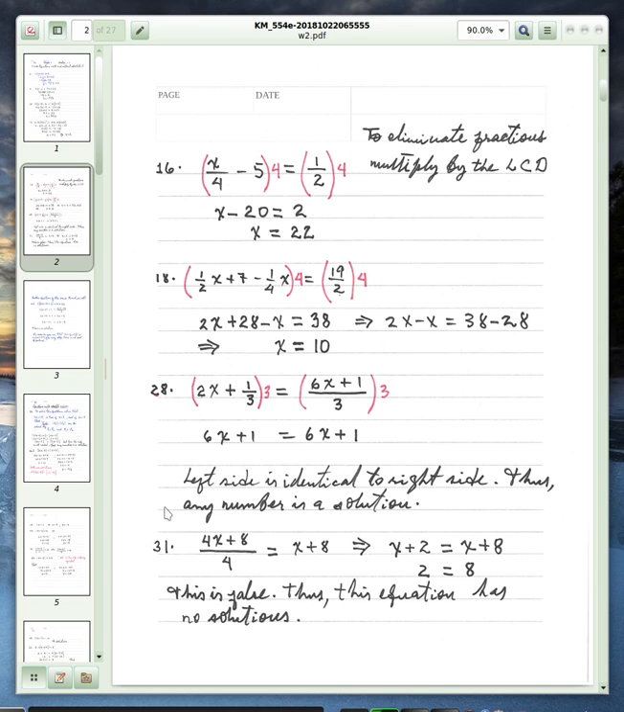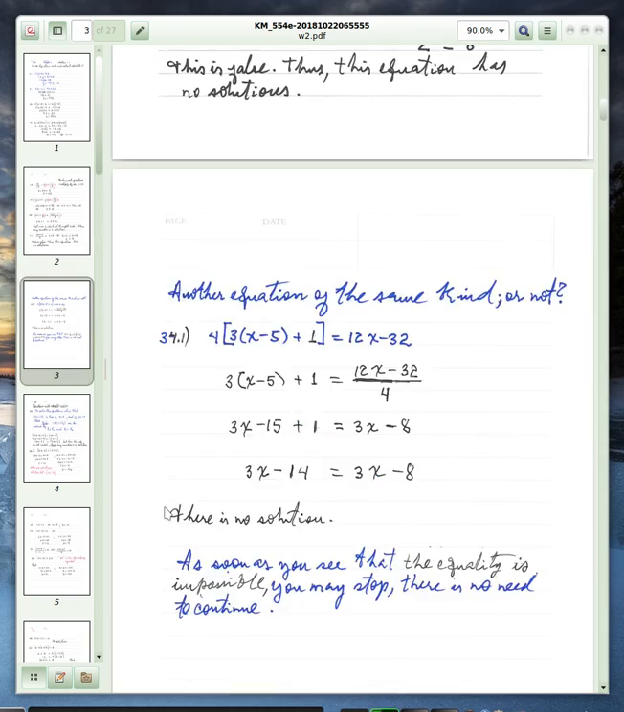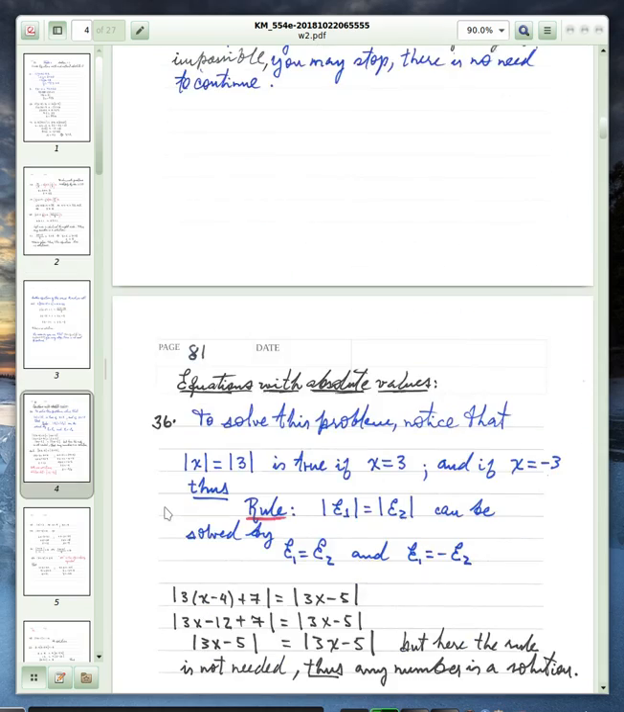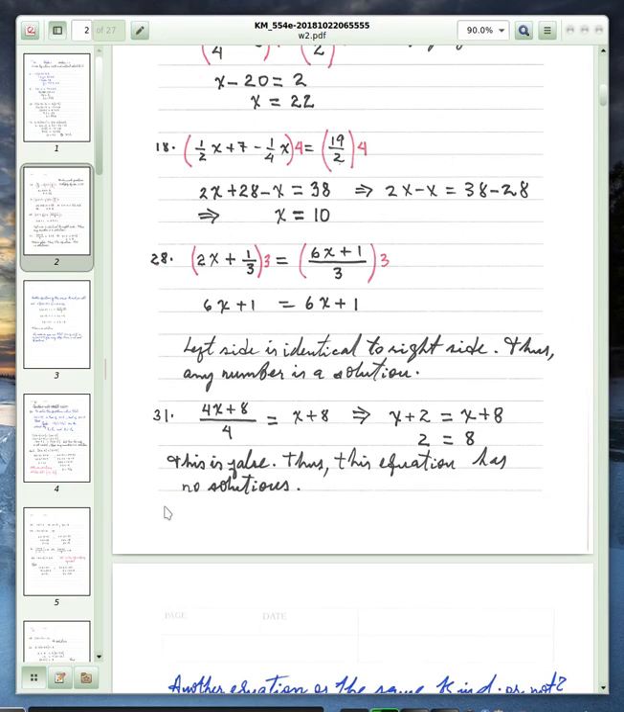Question 31 is a different kind. I'm going to leave it there because I'm going to show you, let's go back to 31. Okay. 31, we have the same principle. I could multiply by 4 if I wanted, but I'm going to eliminate 4, or I can just take this 4, which is in the denominator, and move it to the other side, multiplying. That will give me 4x plus 32.